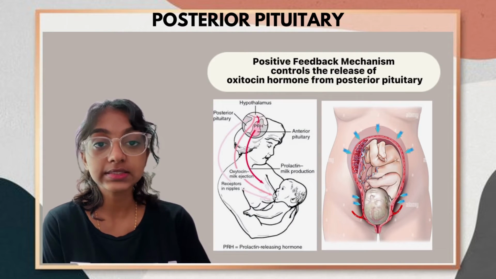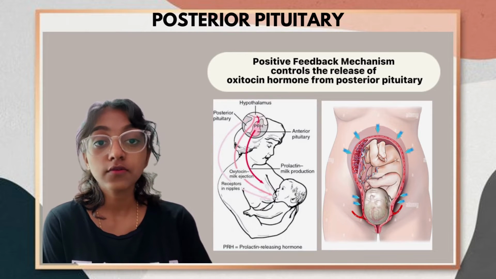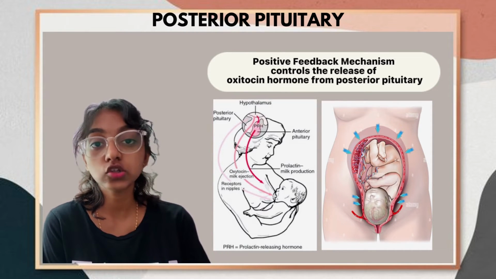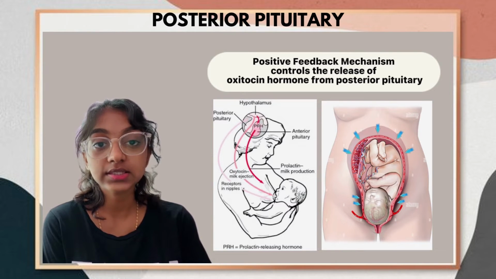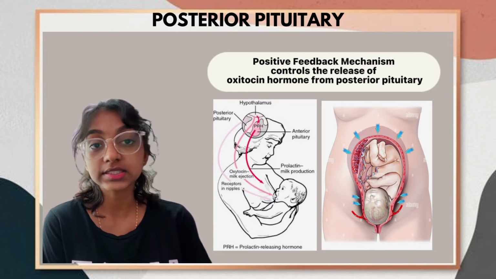In both instances, the release of oxytocin from the posterior pituitary is controlled by a positive feedback mechanism. That is, the stimulus continues to bring about an effect that ever increases in intensity.